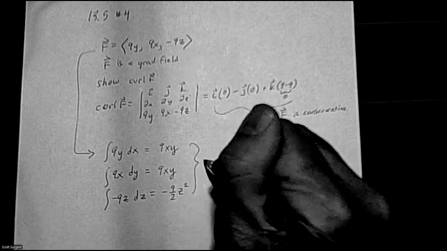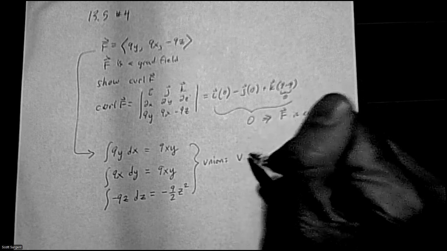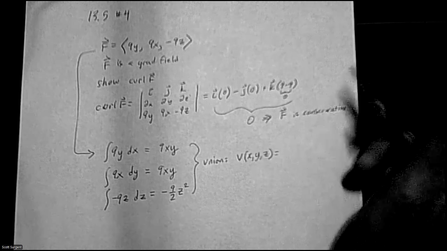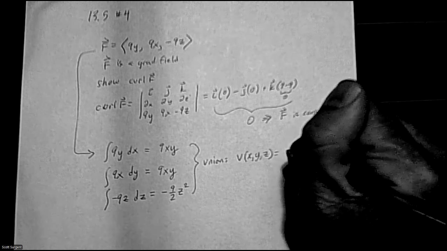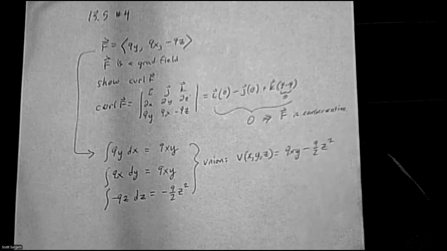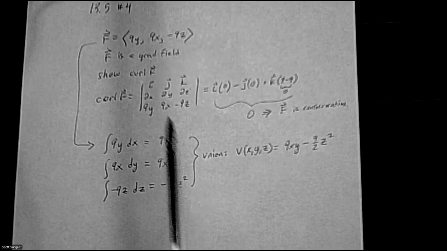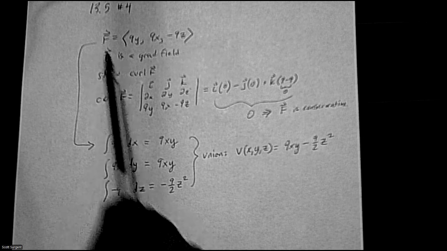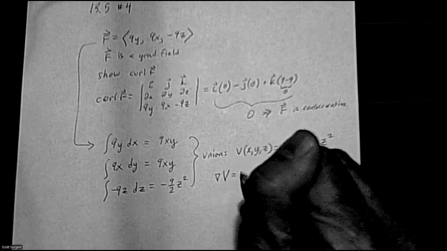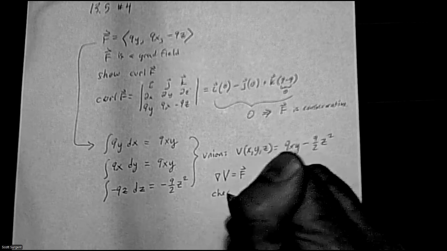And what you do is you take the union. I'm going to theorize that the potential function V is 9xy take away 9/2 z squared. That's what I claim is the function that generates this vector field as a gradient. In other words, the gradient of V is F. Well, we can check that real quick. It takes only a few moments.